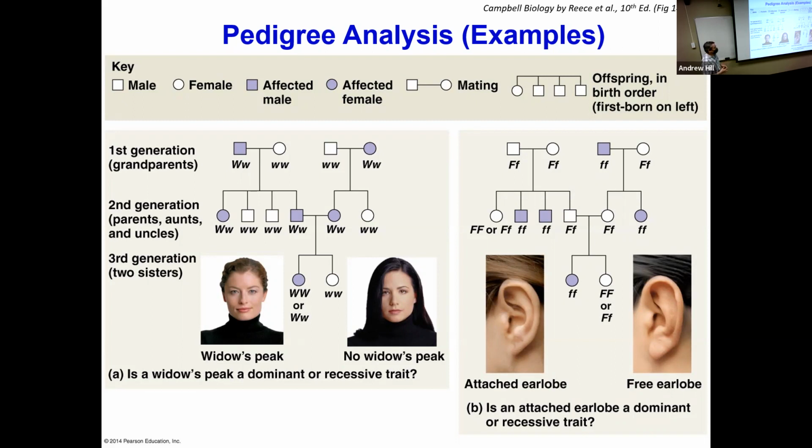So having no widow's peak means you're recessive. If you have a widow's peak, then you're either heterozygous or homozygous dominant. So widow's peak is dominant, and we would indicate that with a large W. Let's look at how things played out with this pedigree. We'll start with the grandparents. Over here, we have a heterozygous individual, so they would have a widow's peak. And then this person is recessive, so they don't have a widow's peak.